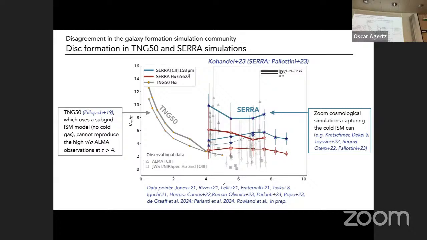Most of these high V over sigma data points come from the ALMA cold ISM measurements, right? If you go to the warm measurements, the James Webb ones from the O3, they tend to be a bit lower for the reasons I said before, that you're tracing the warm outflow components, let's say. But anyway, these exist. The fact that they even exist is one of these big problems, that it's very peculiar how they can form this early.